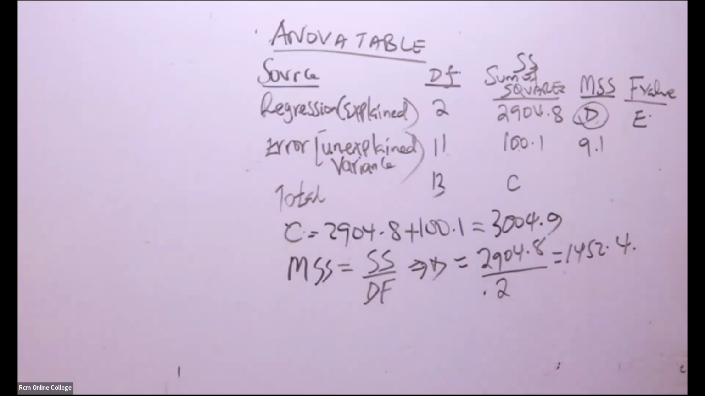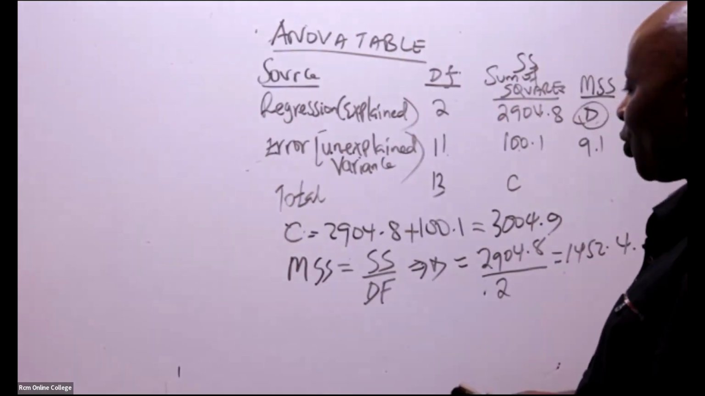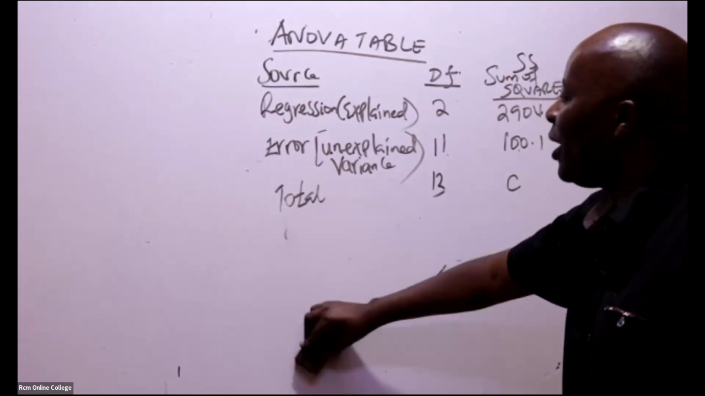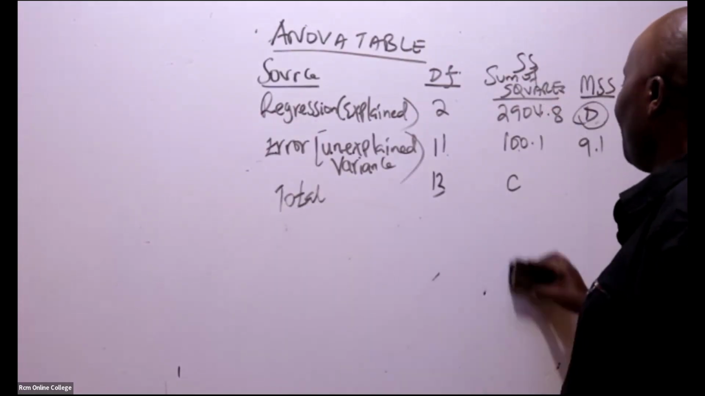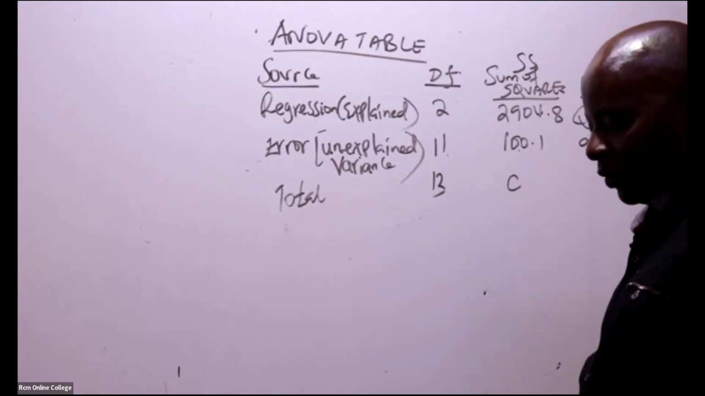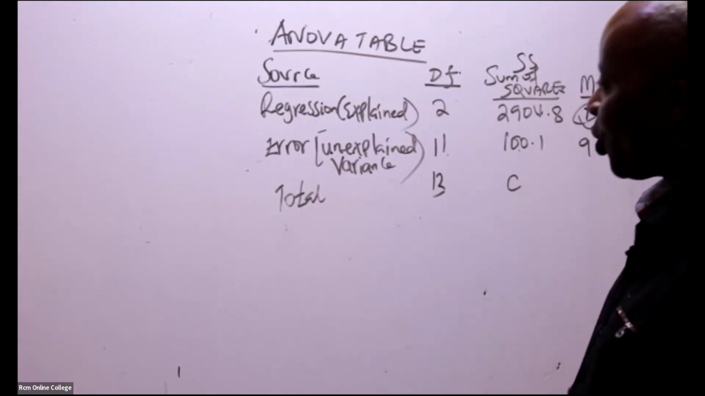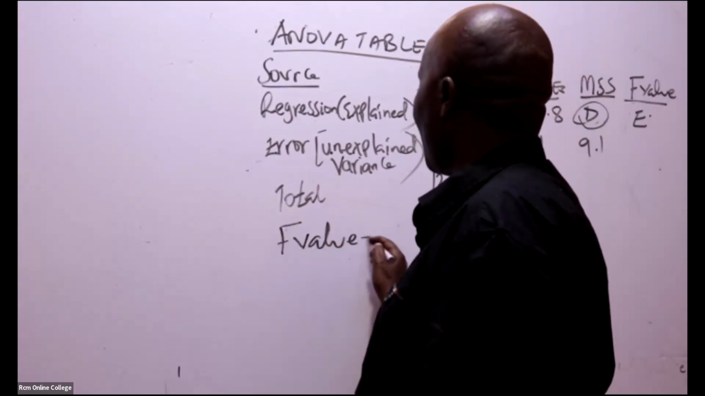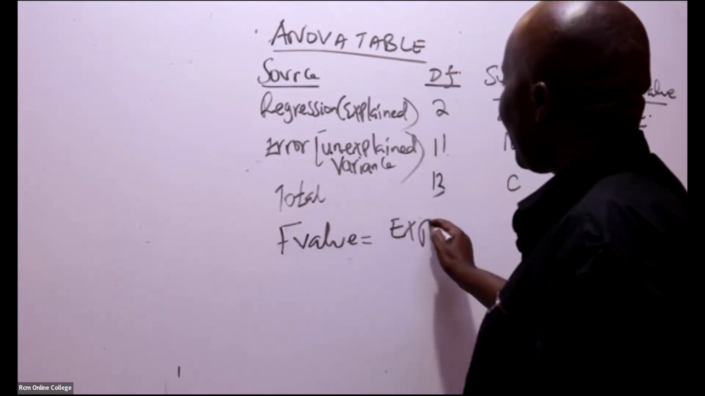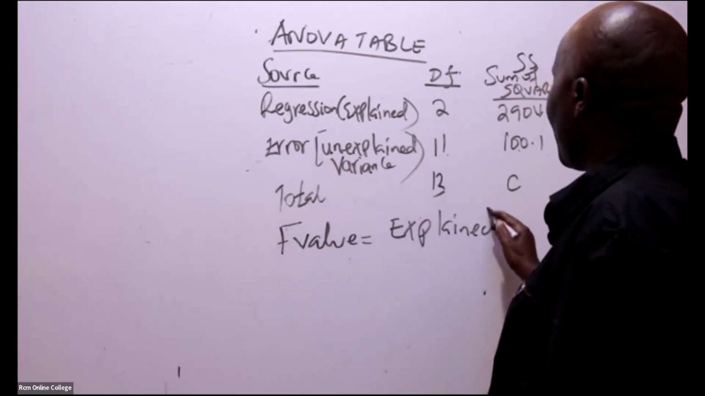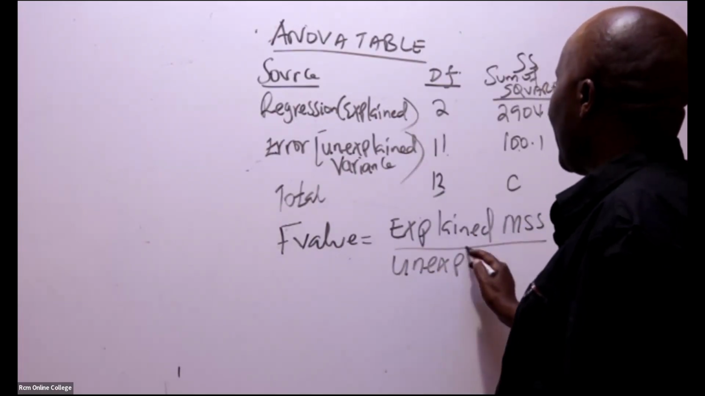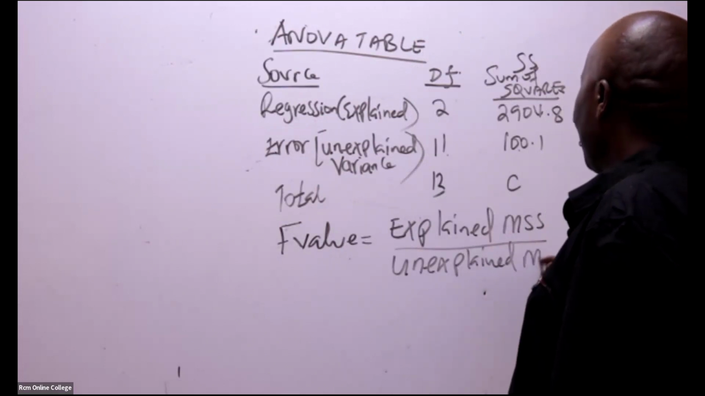Then from there, come to the F value. This F value is very, very critical for you. With your permission, I'll be able to rub this now. To get this F value, we normally take the explained MSS all over the unexplained MSS.